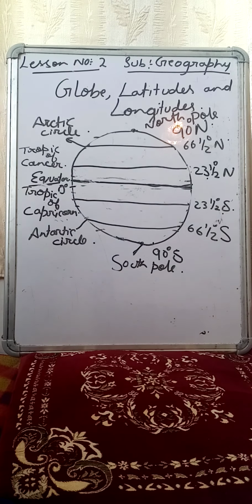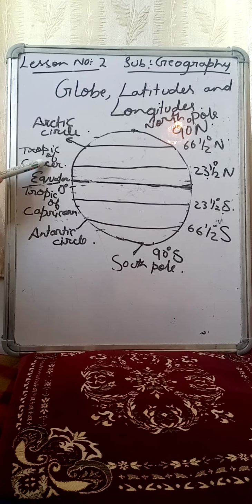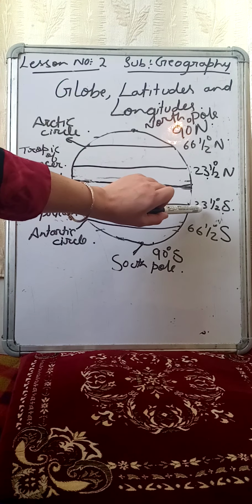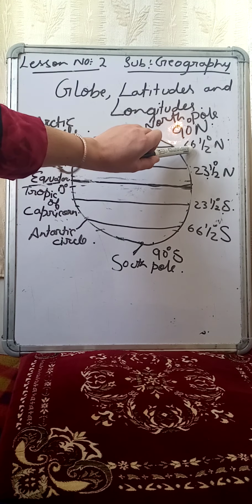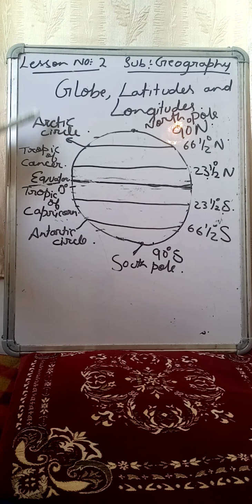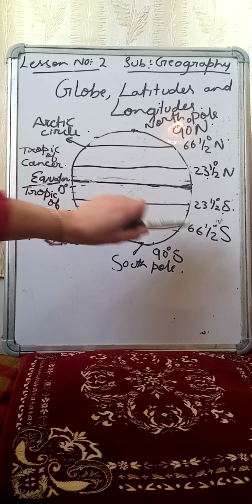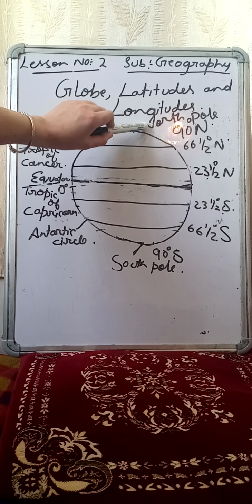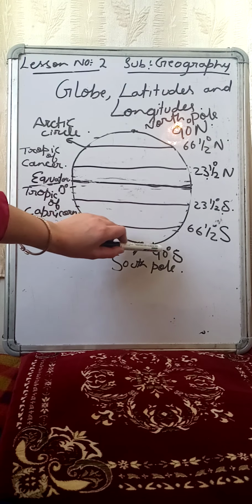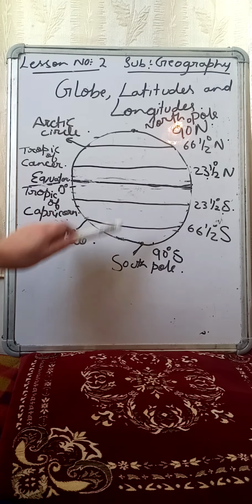So these are the important latitudes. 0 degree is the equator, 23.5 degrees N is the Tropic of Cancer, 23.5 degrees S is the Tropic of Capricorn, 66.5 degrees N is the Arctic Circle, 66.5 degrees S is the Antarctic Circle, 90 degrees N is the North Pole, 90 degrees S is the South Pole. These are our important latitudes.